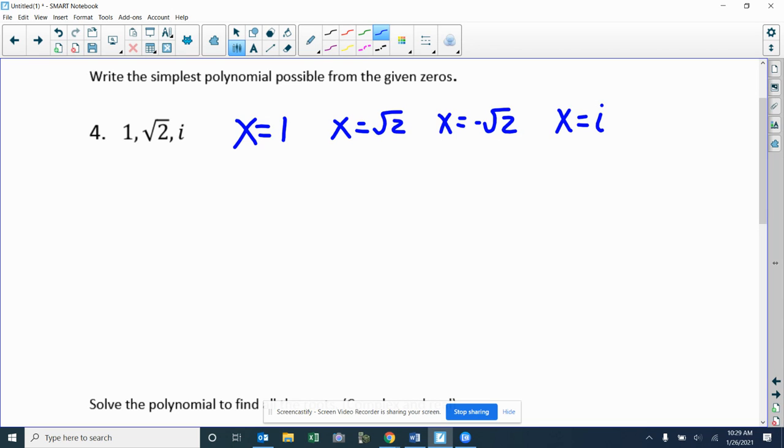We have x equals I. And we have x equals negative I. If we have one imaginary, we have another. They come in pairs. So on the quiz tomorrow, if I give you this, make sure you know they come in pairs. Everybody got that?